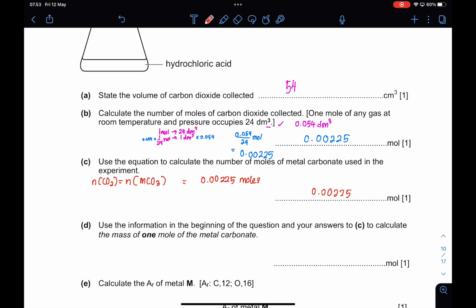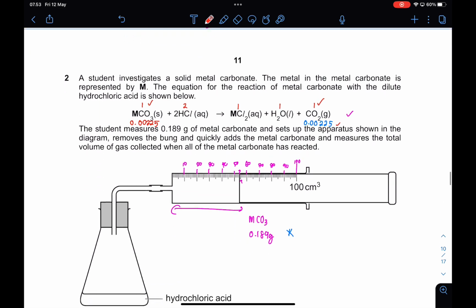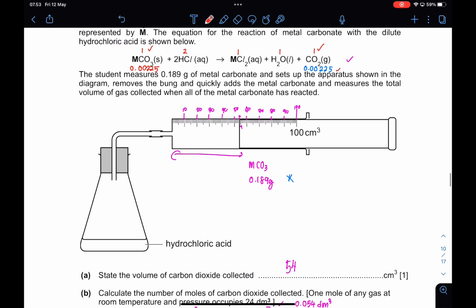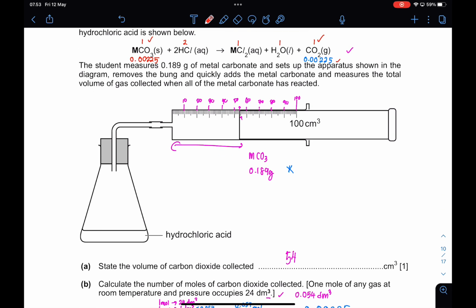Use the information in the beginning of the question and your answer to calculate the mass of 1 mole of metal carbonate. So in this case, they want us to calculate the mass of 1 mole of metal carbonate. It means that the student measured 0.189 gram of metal carbonate, which is 0.00225 mole. I hope you can understand this relationship.